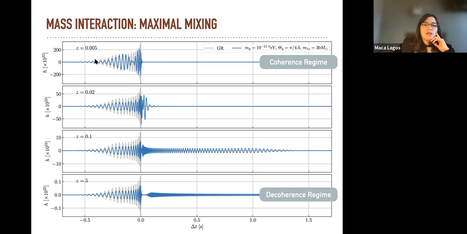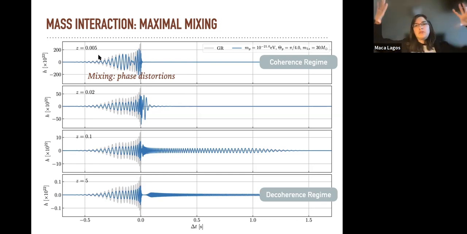So now let's look at these plots in more detail. For very low redshifts, we already see big effects with this value of the mass mg. And what we see is that there is an interference effect of the two propagating modes. They are getting mixed, and this leads to one effect, which is this overall modulation of the amplitude that you can see here. But also there are phase distortions, in the sense that the locations of peaks and troughs between the blue and the GR gray signal are not the same. So it's not just a simple amplitude modulation.